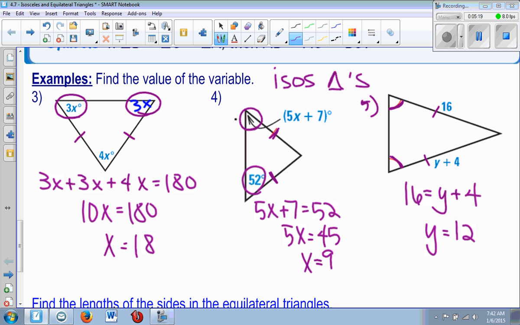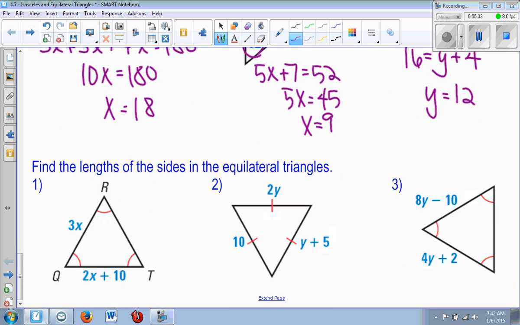Things to keep in mind with triangles. You're never going to add side lengths together and set them equal to 180, because 180 degrees is for the angles of the triangle, not the side lengths of the triangle. That's a very easy mistake that happens a lot.